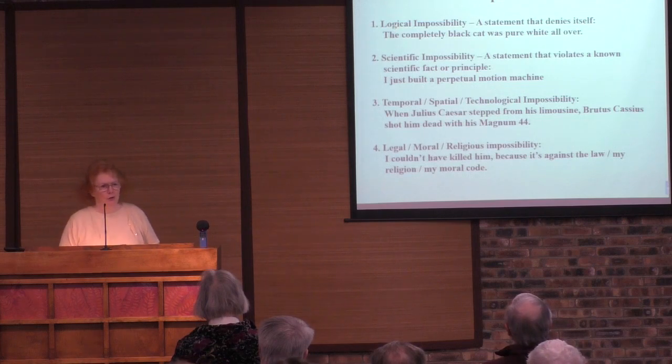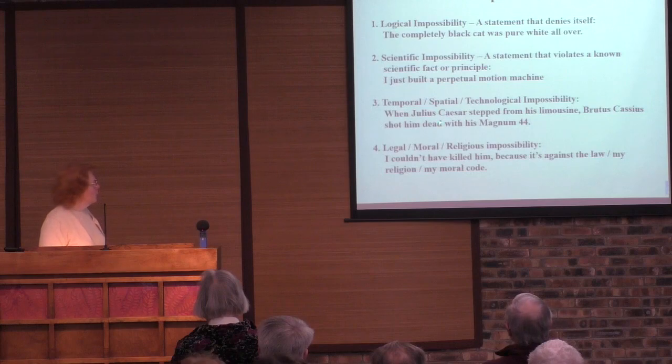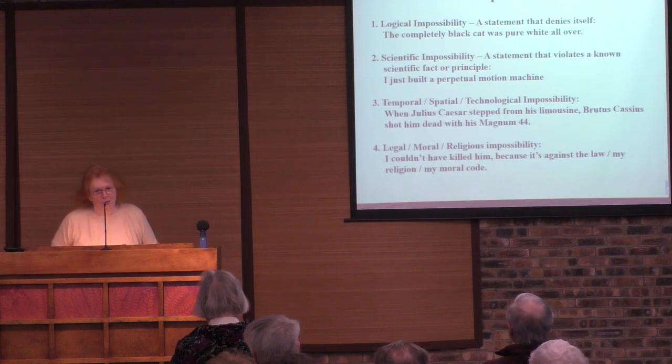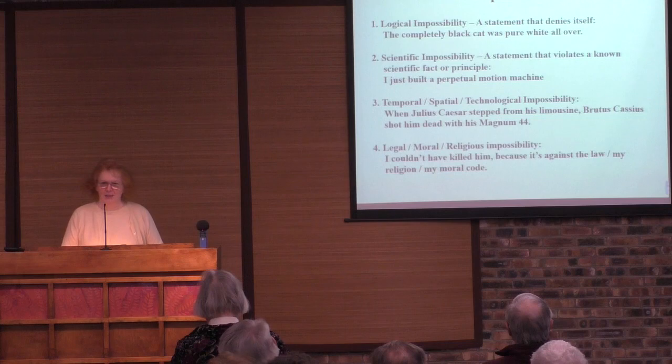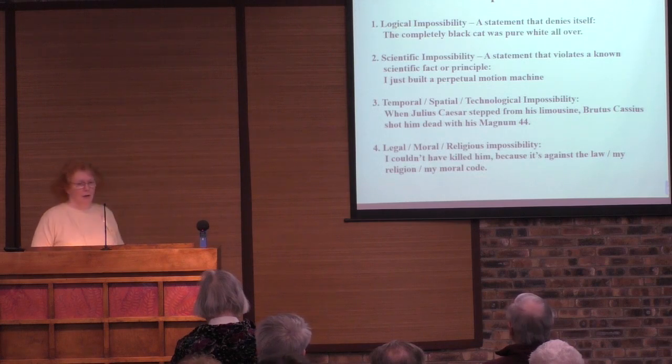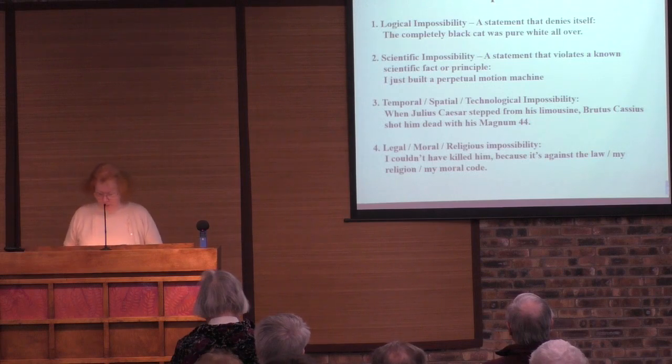A third one, again, can get a little tricky sometimes. The temporal, spatial, technological impossibility. Time and space are against it. So Julius Caesar steps down from his limousine, and Brutus Cassius just shoots him dead with his .44 Magnum. No. Something about automobiles and firearms in 40 BC just doesn't work out, does it? No.